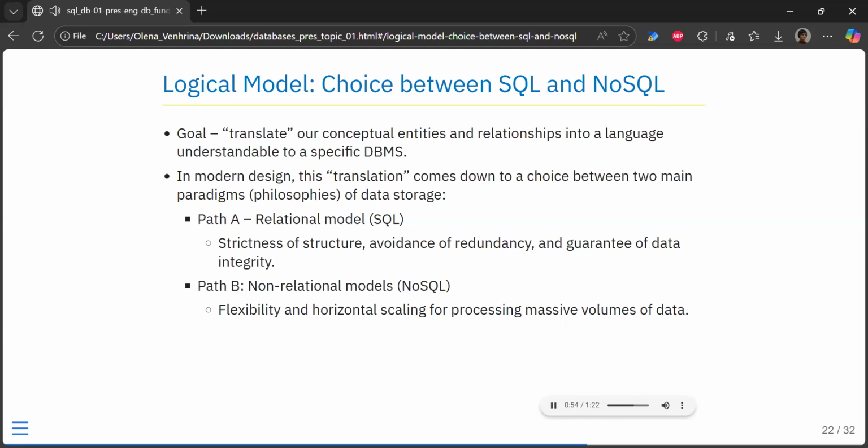Path B is the modern alternative, NoSQL, or not only SQL. This philosophy was born from the needs of web giants to process petabytes of data. Here the priorities are different. Flexibility, ability to add data without a clear schema, and horizontal scaling, ability to simply add new servers to increase power. The choice between these two paths determines the entire future architecture of your system. Let's look closer at path A first.